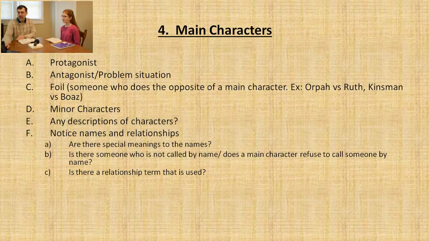And there's a reason for that in the story of David and Goliath. So descriptions are important. If there's a physical description of someone, it's important in the story. Also notice names and relationships. Names can be very, very important.